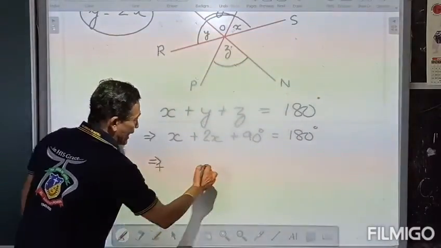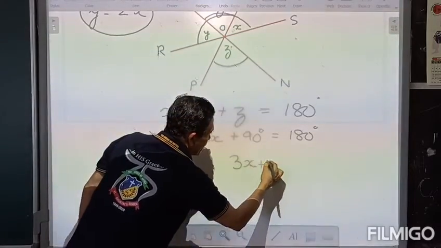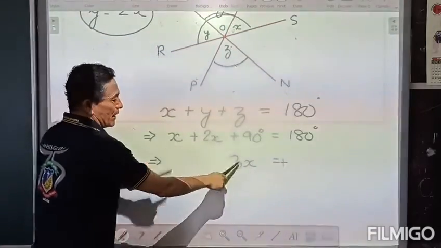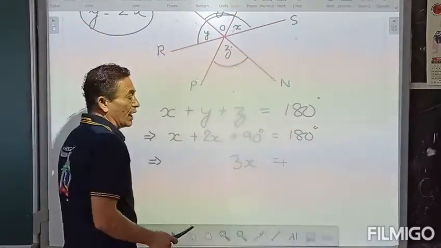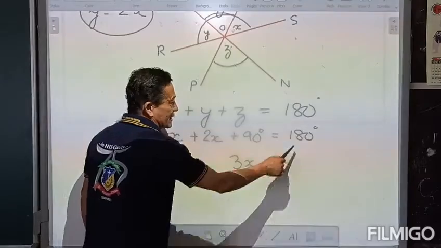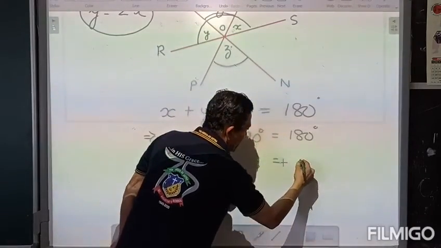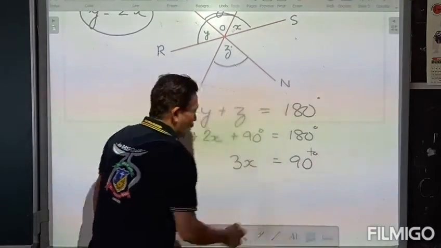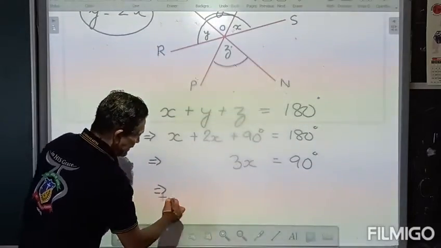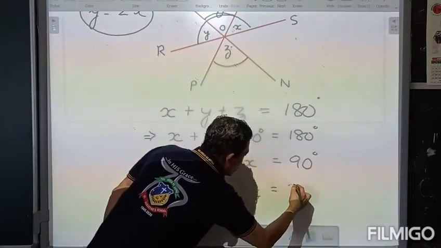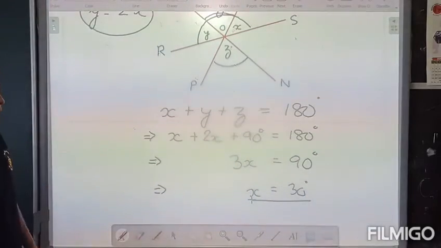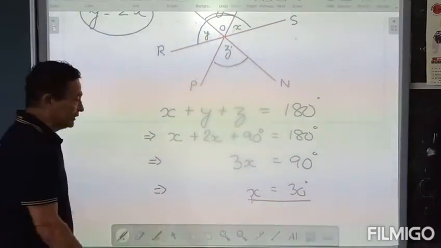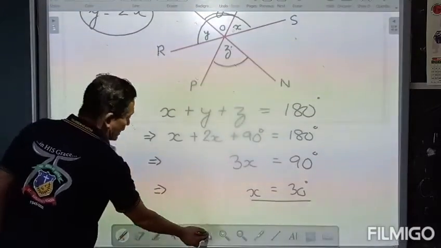Which implies that 3X is equal to, X plus 2X is 3X, 180 plus 90, if you move it to the other side, becomes minus 90. 180 minus 90 will give me 90 degrees. Or I can say that X is equal to 30 degrees. Now, keeping in mind that X is equal to 30 degrees, there are two more questions to be answered.